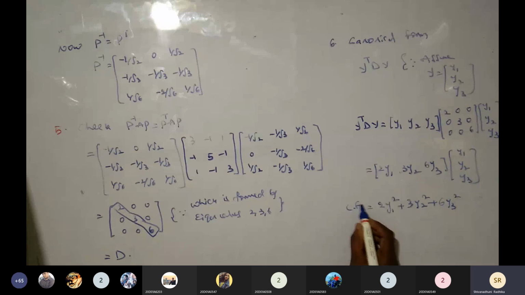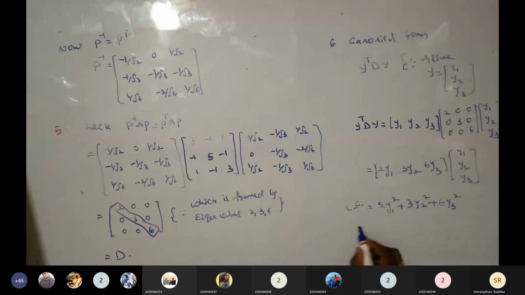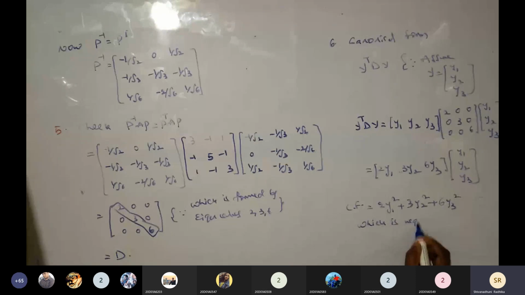So which is the quadratic form? What is the main difference between quadratic form and canonical form? Quadratic form has multiple terms, with product variables. In the canonical form, only squared variables are there, and there are no product variables, which is the required canonical form. So this is the procedure, all of you.